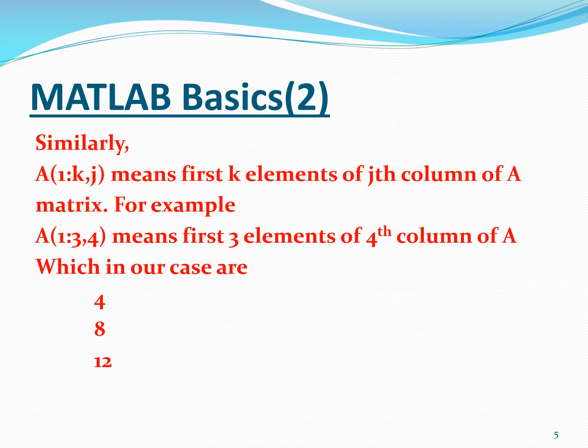Similarly, we can write A(1:k, j). Now it means the first k elements of the jth column of matrix A. For example, A(1:3, 4) means the first 3 elements of the fourth column of A, which in our case are 4, 8, 12, if you see the matrix A which we have defined.